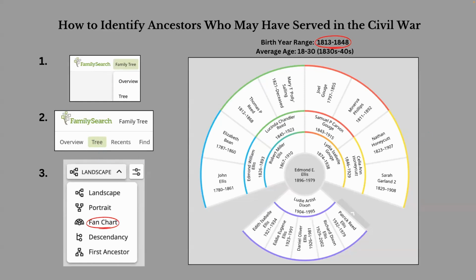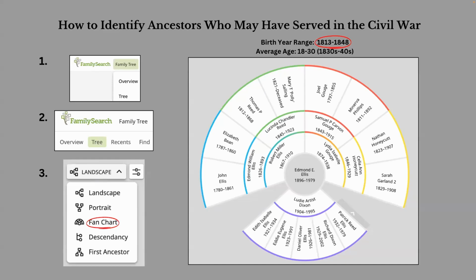Usually it's going to be in the landscape view, which is looking at it sideways. You can view it that way if you want, but I like to look at it in the fan chart view, and this is the fan chart view. So if you want to change it, on the right side of the page, you change the view from landscape and go down to fan chart on the drop-down menu and just click on it, and it will pop up.